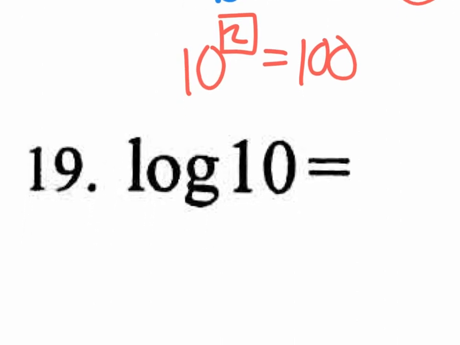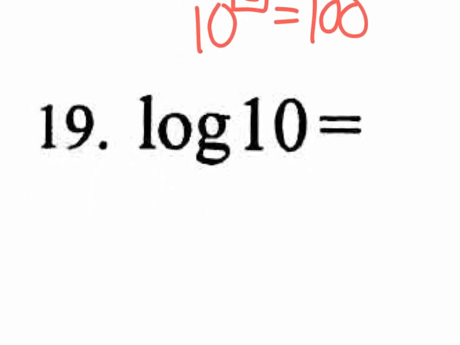Let's look at this one. Number 19, common log 10. What's the answer? 1, that's right. If I said, why is the answer 1? Well, because this is a common log, which means that it has base 10.